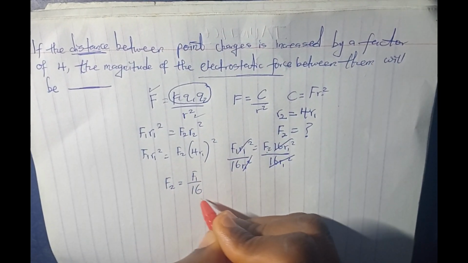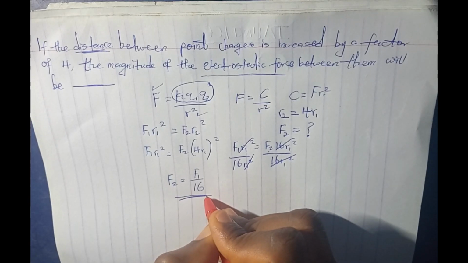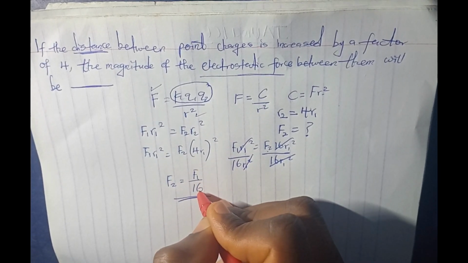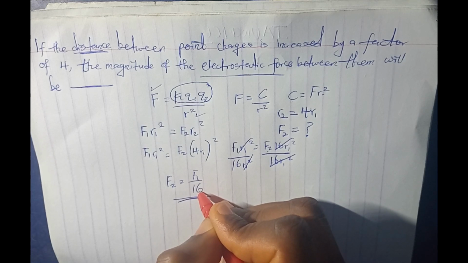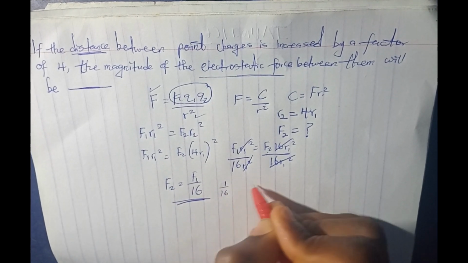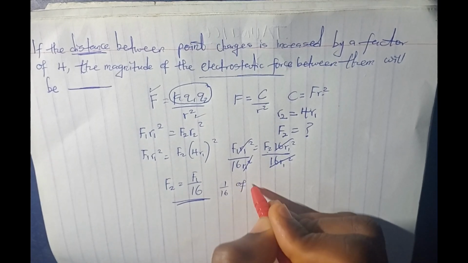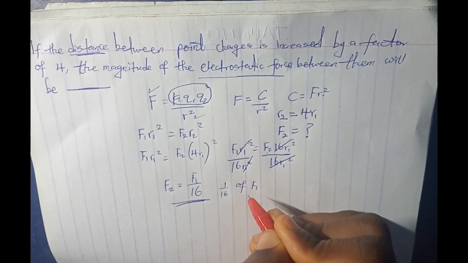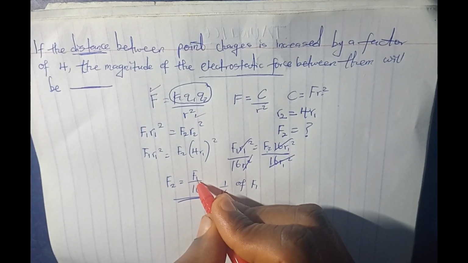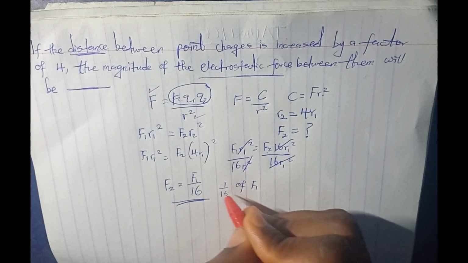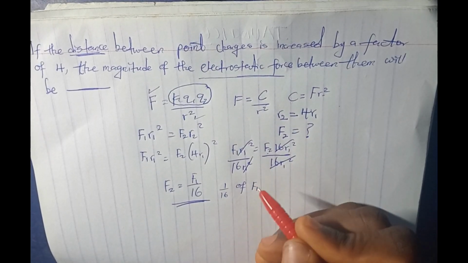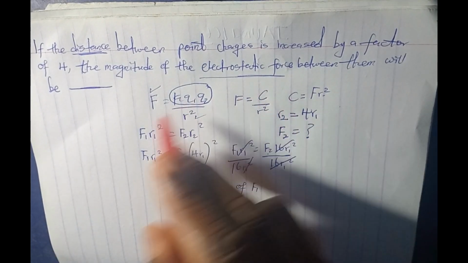So what can I say? I will say that the first force is now decreased by a factor of 16. So F2 is equal to 1 over 16 that of F1. So F2, the new force, is equal to 1 over 16 that of this. Or you say that the old force, F1, has been decreased by a factor of 16. Is that clear? So most times, do you know that we can actually solve this without undergoing this?